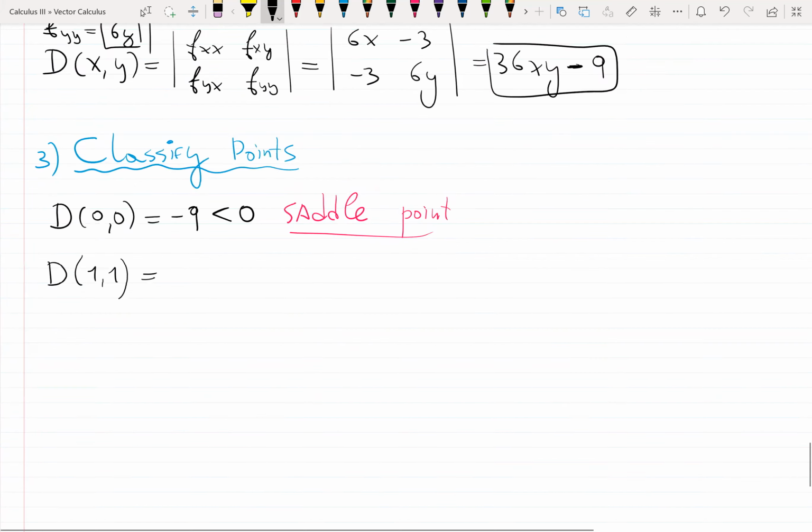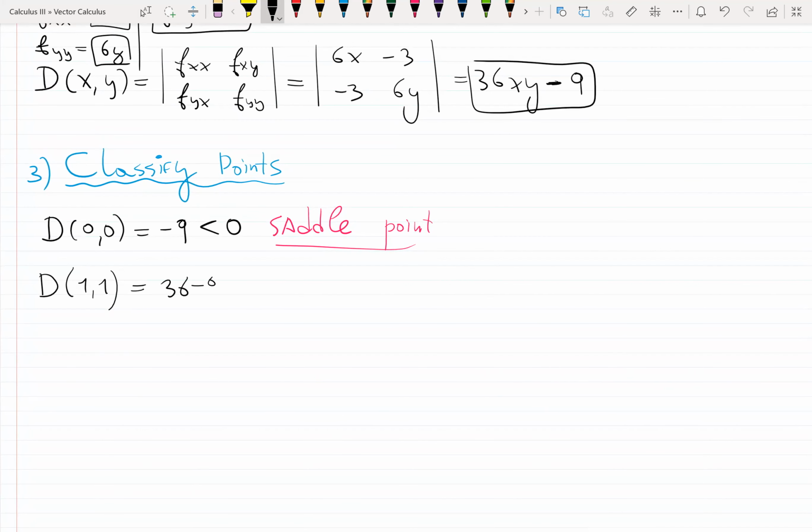Plugging in 1, 1, it will be 36 minus 9. Again, I don't care about the number, I care about the sign. Positive. Positive means we don't know. It's either maximum or minimum. So we need to have one extra move after this. Check the fxx sign at that point.